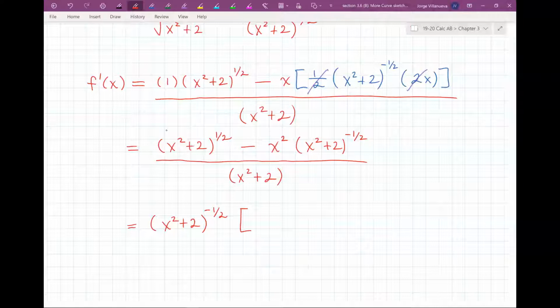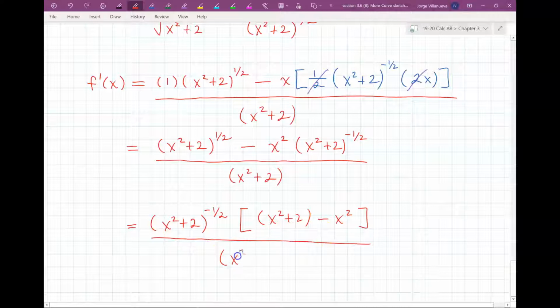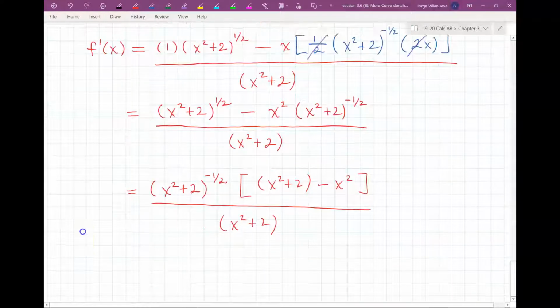Half minus a negative half. What is that? It's a 1, right? That's half plus half. That's 1. So that means this is just x squared plus 2 to the first. Okay, and then minus x squared divided by x squared plus 2.